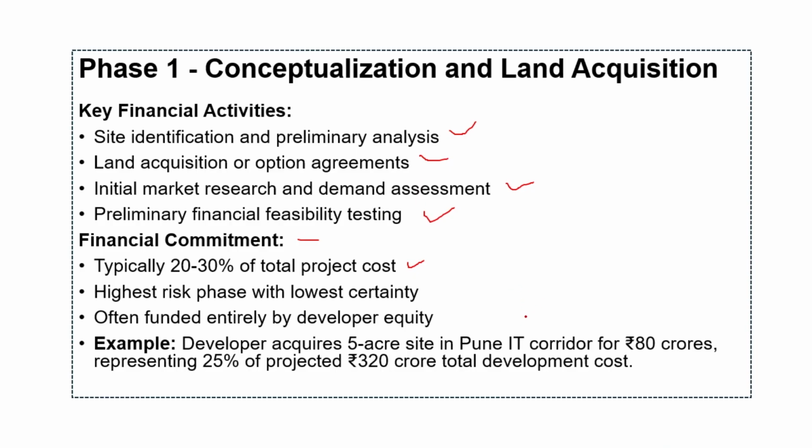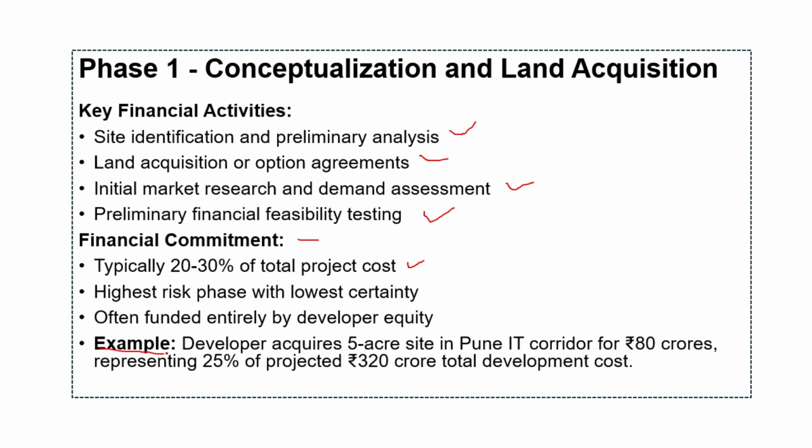So our example demonstrates typical scale. A developer acquiring a 5-acre site in Pune IT corridor for 80 crores, representing 25% of the project, 320 crore total development cost. This substantial early commitment requires strong development financial capacity and confidence in project viability.